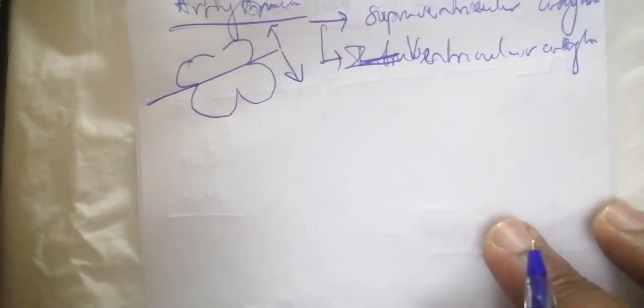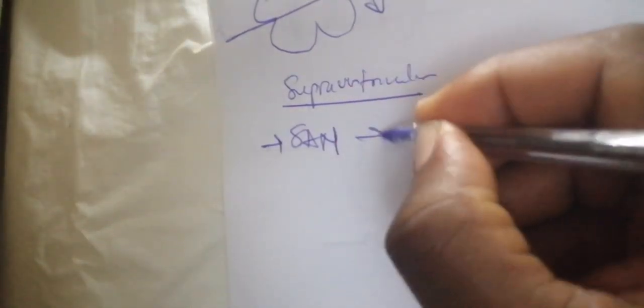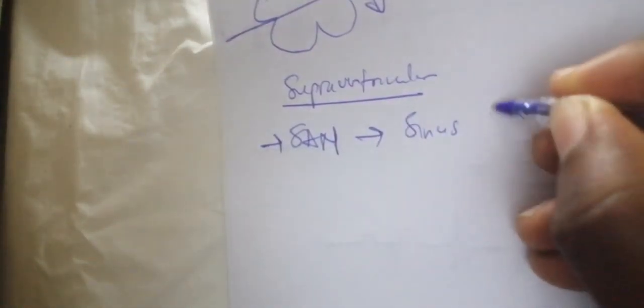Now, for the first point, supraventricular arrhythmias. For supraventricular arrhythmias, you can have tachyarrhythmias, which are coming from the sinoatrial node. Is it clear? So the first one is a tachyarrhythmia coming from the sinoatrial node, the sun. In this case, it is going to be called a sinus tachycardia. So that's the first point, sinus tachycardia.